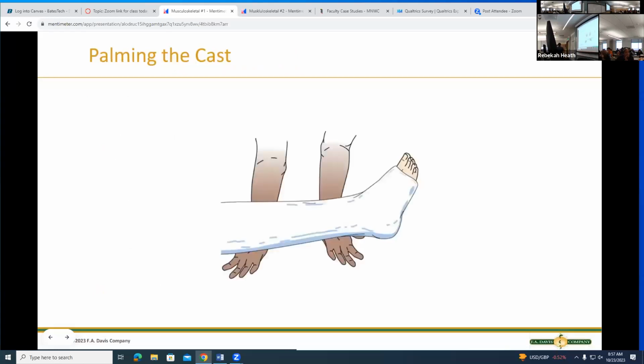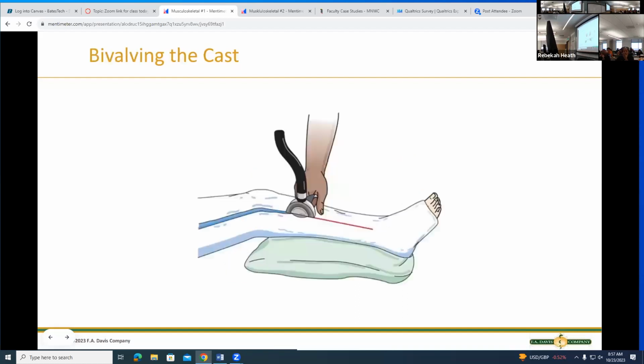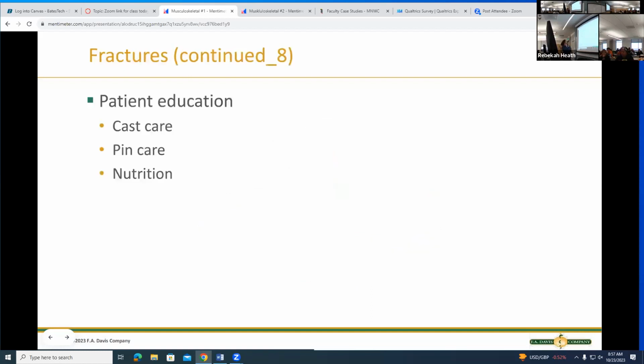Oh, here's a picture of palming a cast. Just a way of picking it up without smooshing in the cast material. Bivalving the cast, this is just taking it when they end up removing the cast. Sometimes they'll open it up for a little bit of release. I'm not gonna go too much into that. It's just interesting. Education, we're gonna talk to them about cast care, not getting it wet, looking at the skin and toes, not sticking things down into the cast, which people are not great at listening to because it itches. Pin care, nutrition.